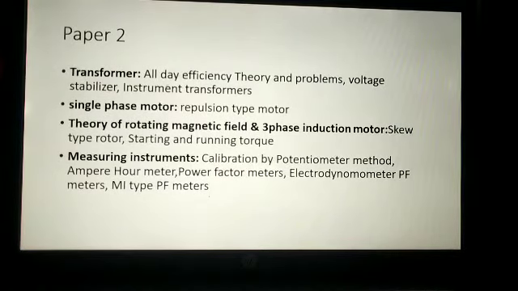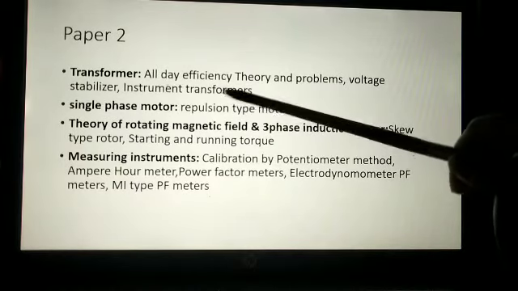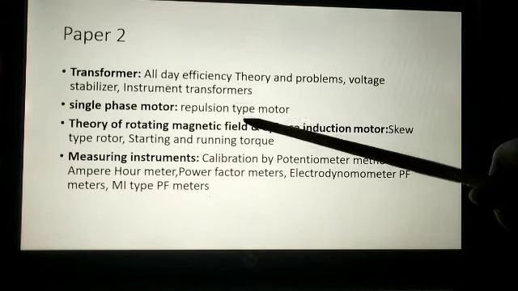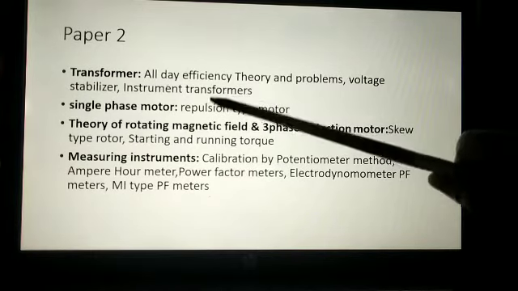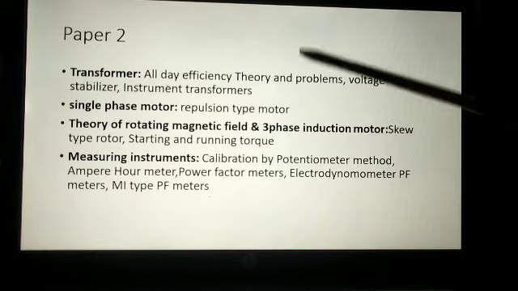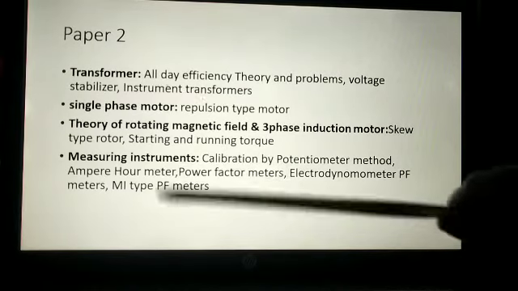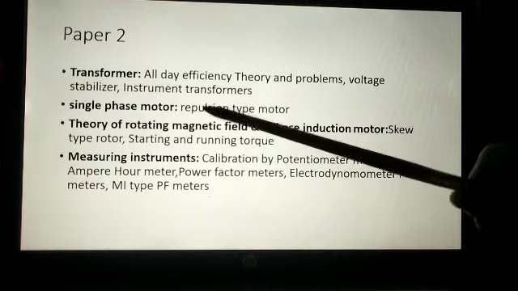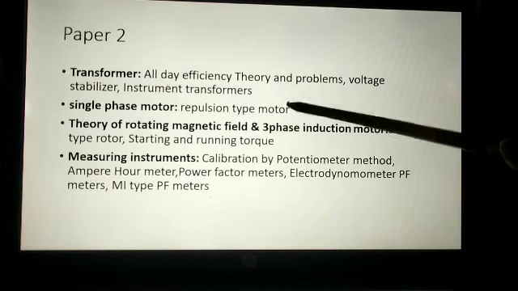Now paper 2, transformer. We have covered instrument transformer. So just take note, current transformer, potential transformer, just don't do this. This is removed. All efficiency theory and their problems are removed, and the voltage stabilizer point is removed. In single phase motor, repulsion type motor is reduced, right? There is no need to do repulsion type.